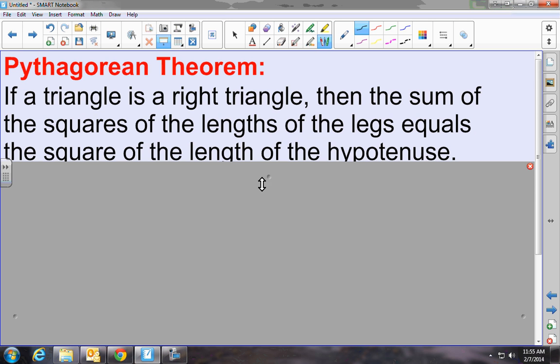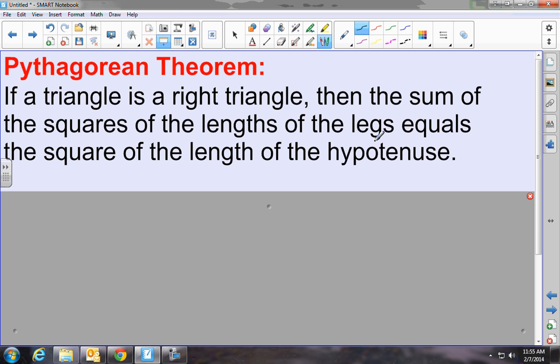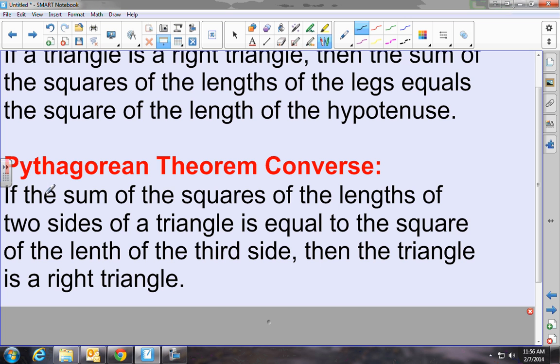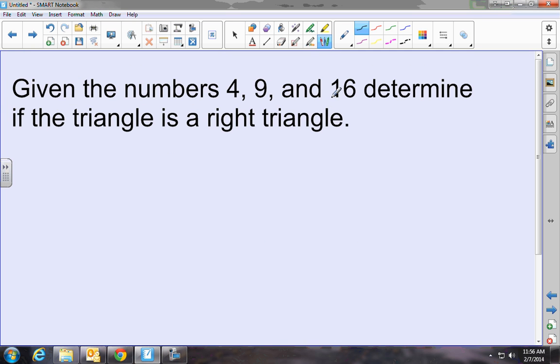Remembering that the Pythagorean theorem said if the triangle is a right triangle, then the sum of the squares of the lengths of the legs equals the square of the length of the hypotenuse. Whew, that's a mouthful. Okay, so the converse would just be flipping around the if and the then. So it says if the sum of the squares of the lengths of the two sides of a triangle is equal to the square of the length of the third side, then the triangle is a right triangle. So basically what they're saying is if a squared plus b squared equals c squared, then it's right.